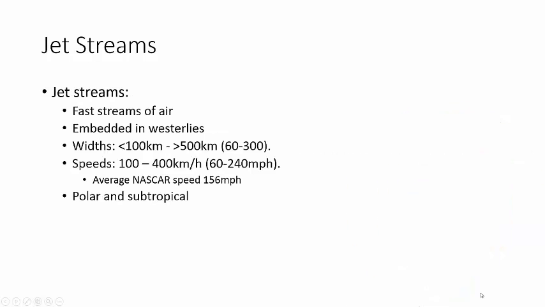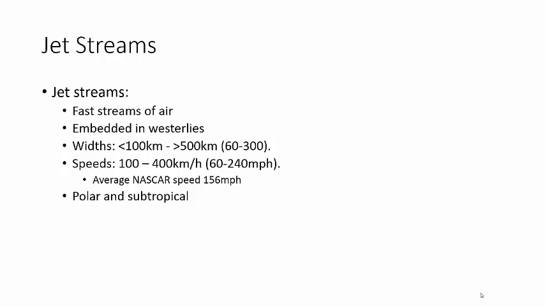The jet stream is basically just a stream of air that moves really fast, and it's part of the westerlies. This stream of air is not just a narrow little thing. It's pretty big. It can go from about 100 kilometers to 500 kilometers, which is about 60 to 300 miles across. So that's fairly big. The wind speeds are large, 100 to 400 kilometers per hour, so that's about 60 to 240 miles per hour.